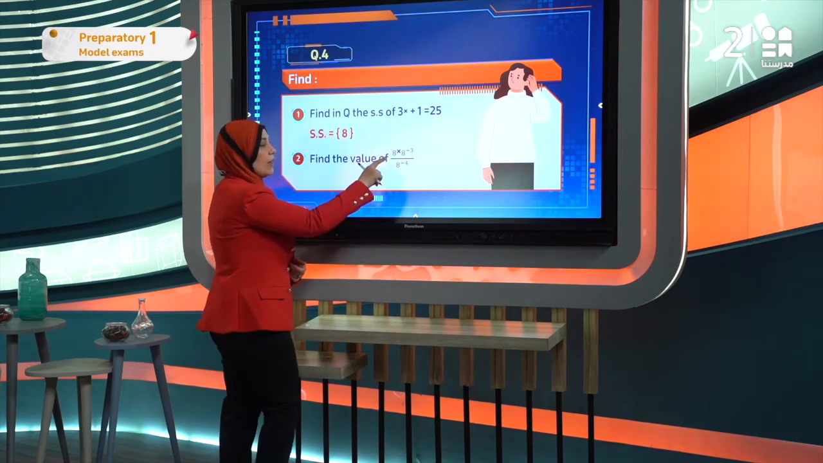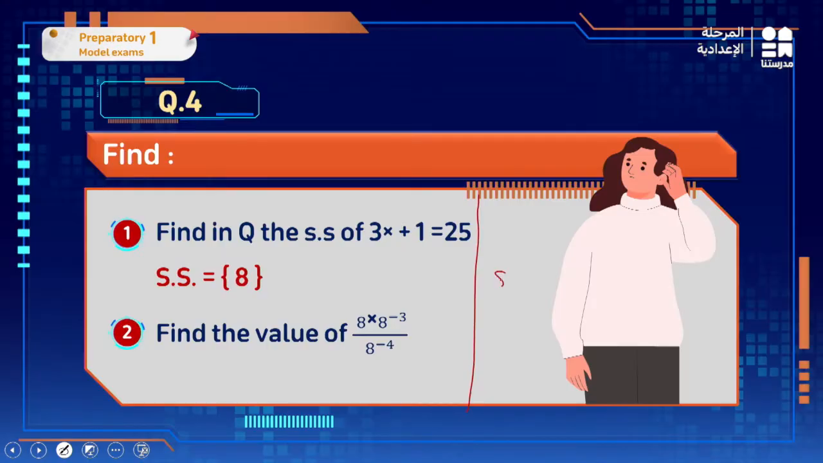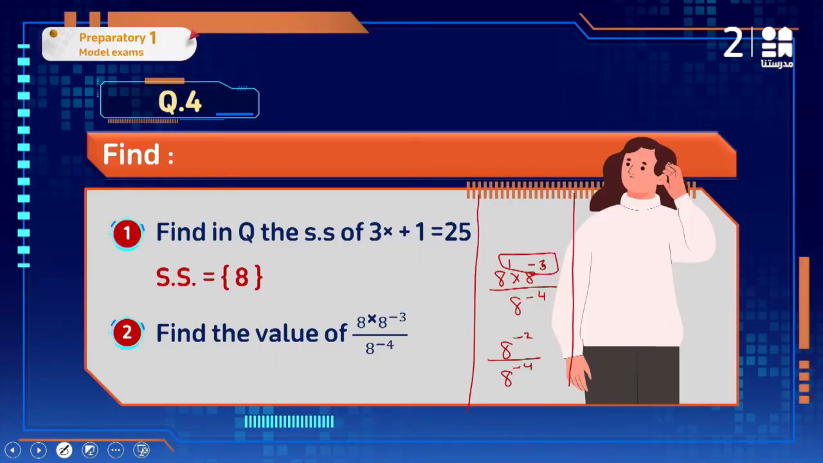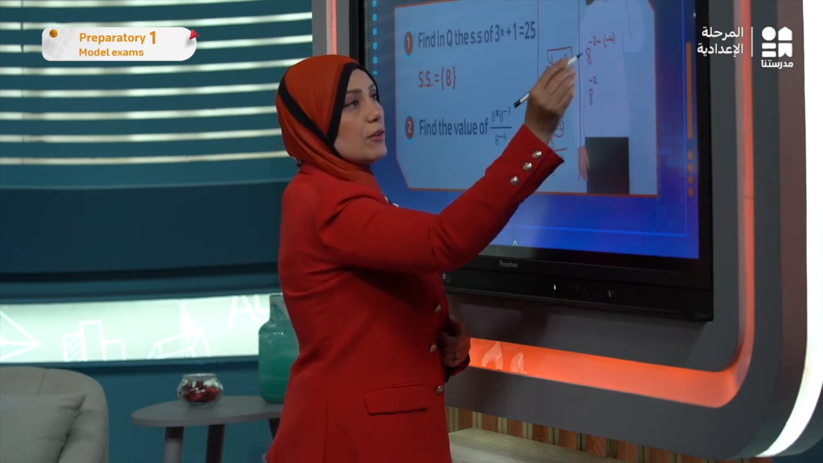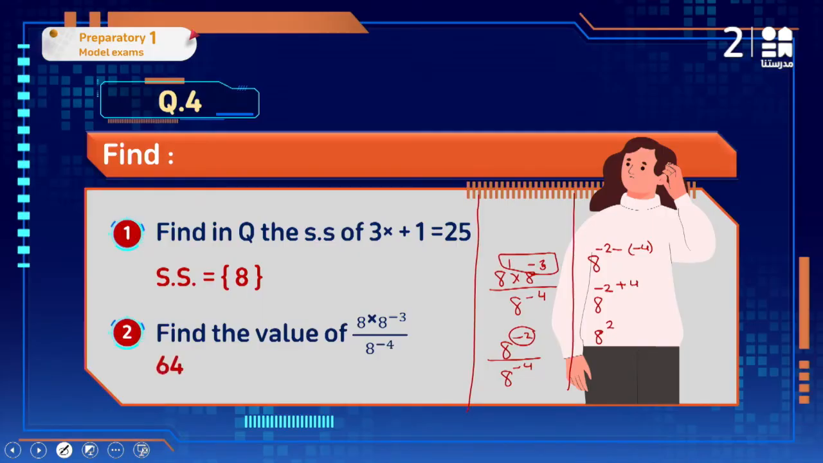Now find the value of 8 times 8 to the power of negative 3 over 8 to the power of negative 4. How can we find it? 8 times 8 to the power of negative 3. In multiplication, add. So I can add those immediately. This 8 has an exponent of 1. So up we will get 8 to the power of negative 2. And down we have 8 to the power of negative 4. In division, for the same base, we have to subtract the exponent. So start from up. 8 to the power of negative 2 minus negative 4. Don't forget. So it is 8 to the power of negative 2 plus 4, which is 8 squared. And 8 squared is 64. 8 times 8.